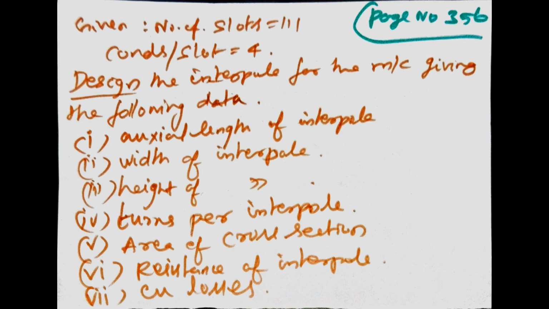Continuation of problem. Given details: number of slots is equal to 111, conductors per slot is equal to 4. Design the interpole for the machine, giving the following data: axial length of interpole, width of interpole, height of interpole, turns per interpole, area of cross section, resistance of interpole, and copper losses.